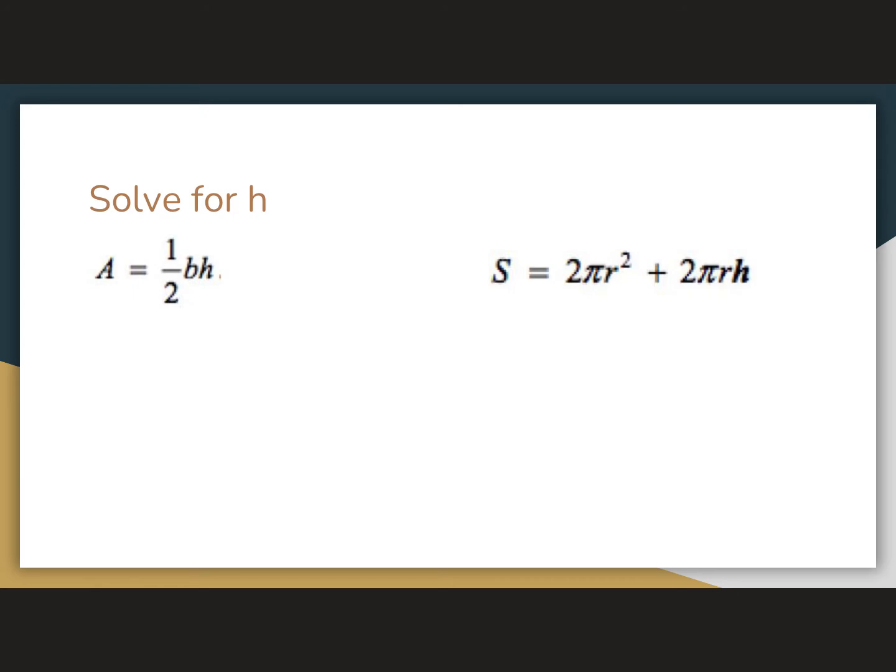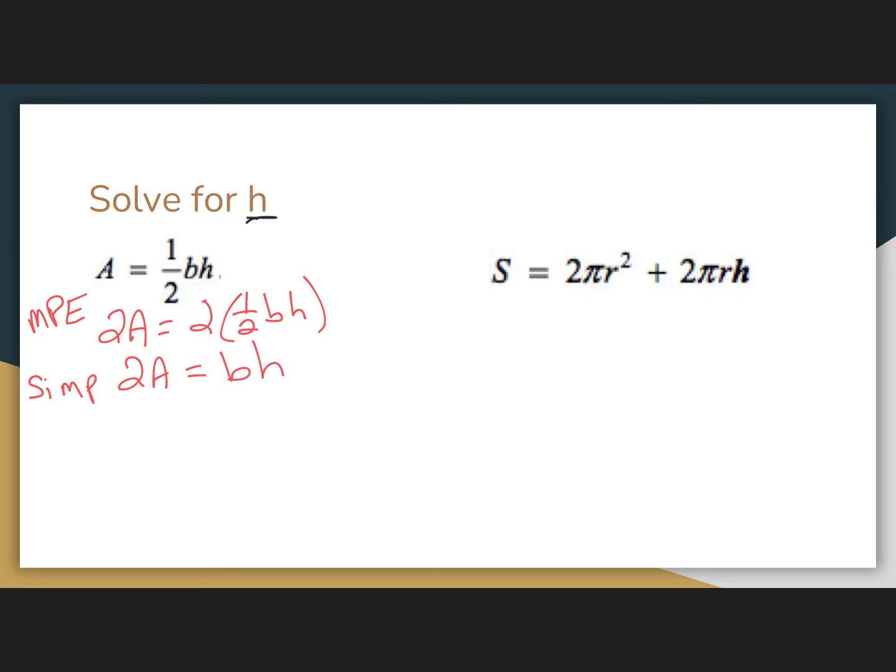Let's try another couple. Here, we're going to be solving for h. So on this left side, first thing I'm going to do is simply multiply by 2. So I've got 2 times a equals 2 times 1/2 bh. When I simplify that, I get 2a equals bh.